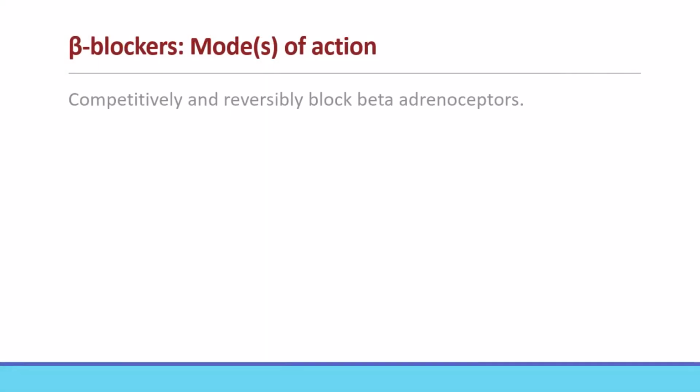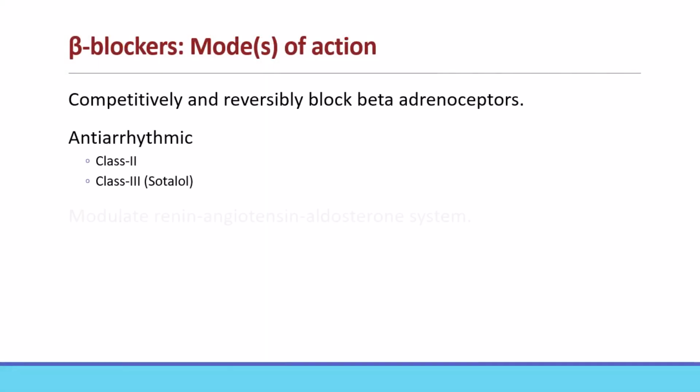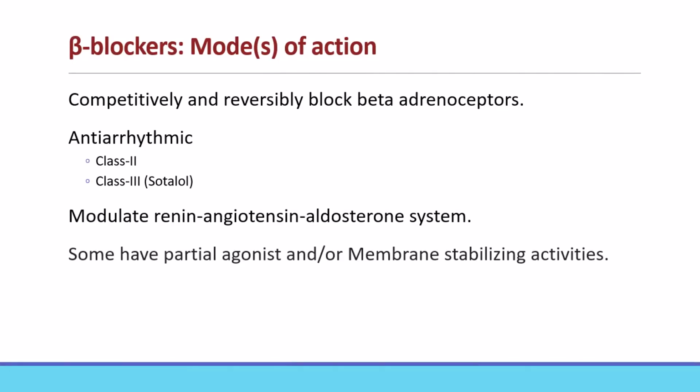Beta blockers primarily act by competitively blocking receptors, but their effects extend beyond simple antagonism. By reducing renin release, they influence the renin-angiotensin-aldosterone system, contributing to long-term blood pressure control. Some agents also possess additional properties such as partial agonist activity or membrane-stabilizing effects, which modify their clinical profile.